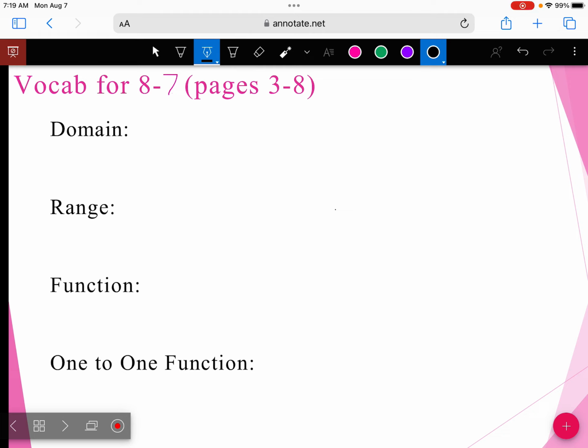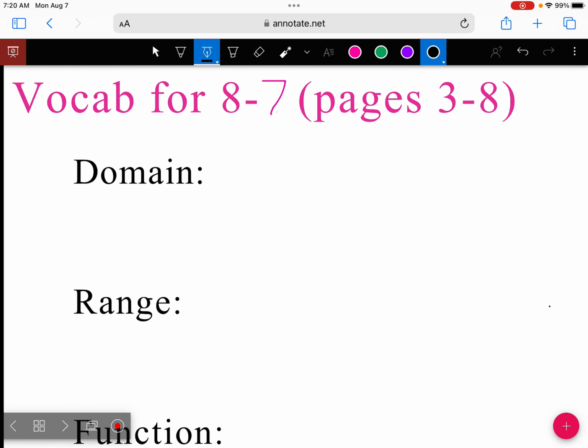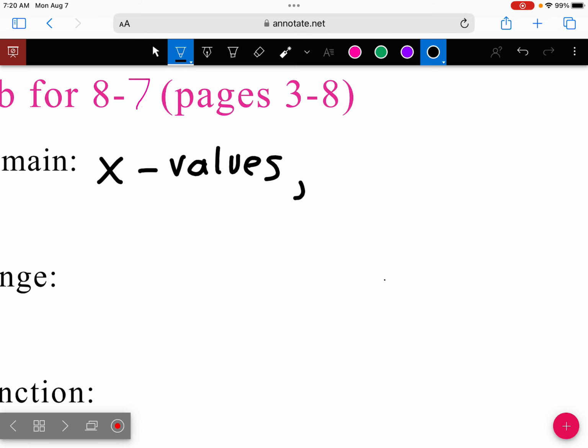Domain is our x values. So domain is the, let's see, I'm going to switch that to the feather pen. It's our x values. Also called the input. It's what I am putting into the equation to get some output.